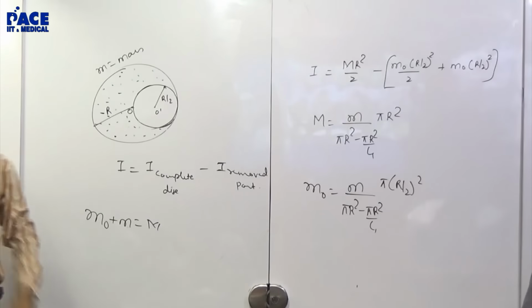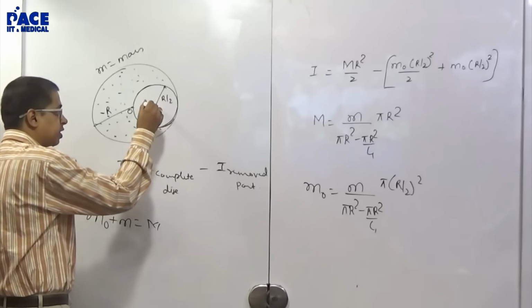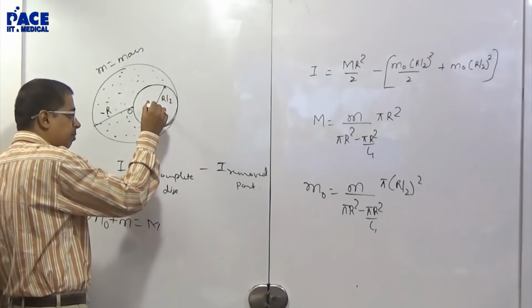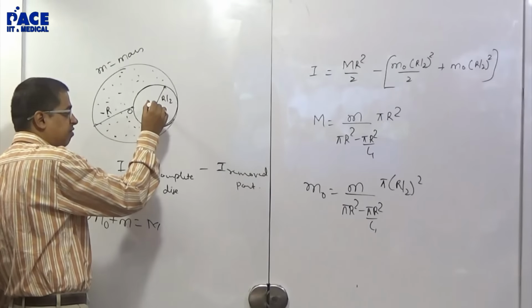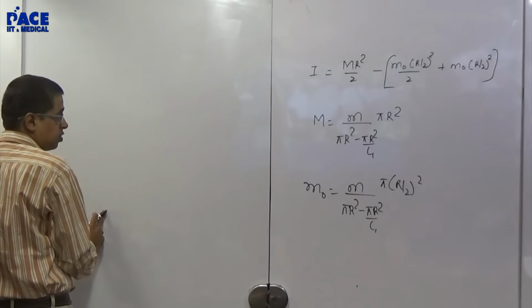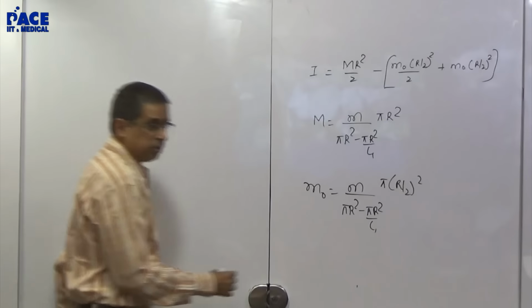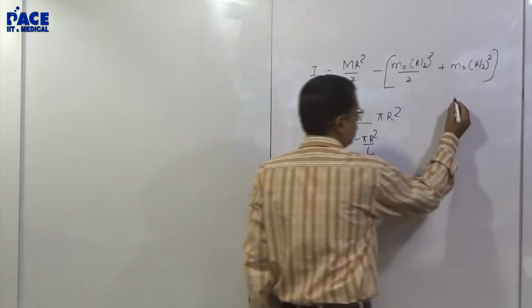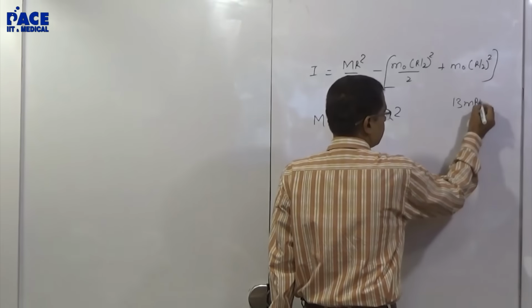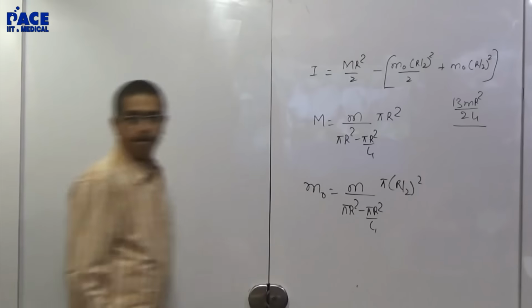Sir, in the bracket, did you apply parallel axis theorem? Exactly. Moment of inertia of the removed disk about its center of mass, I C plus m into d square. This distance is r by 2. Can I proceed? Sir, what's the final answer? 13 by 24.